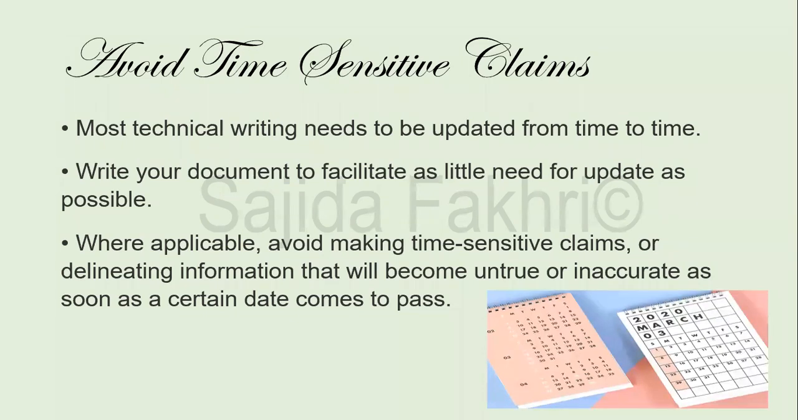Most technical writing needs to be updated from time to time. So maybe it was a paper you presented or a talk that you gave to an audience 2 years ago. So you need to go through it again to see if you can update it with modern information, if it was something that did need updating. Write your document to facilitate as little need for update as possible. So if you write your document for you in the future, where applicable, avoid making time-sensitive claims or delineating information that will become untrue or inaccurate as soon as a certain date comes to pass. Okay, so I'll explain more about this in the next slide.